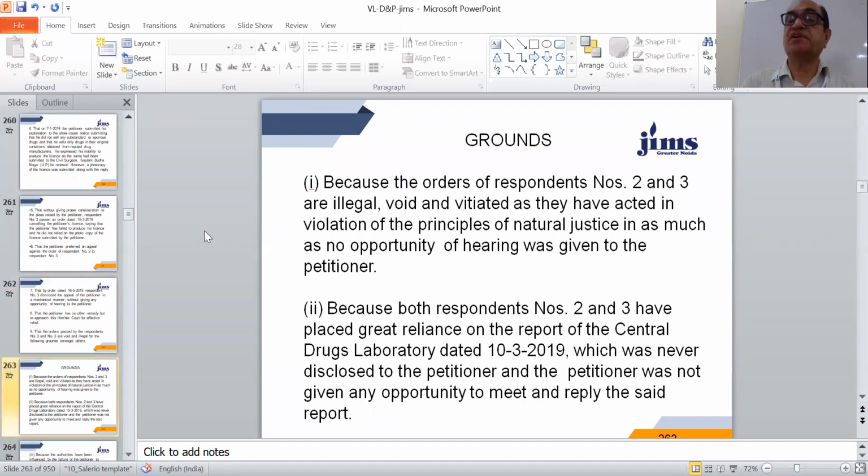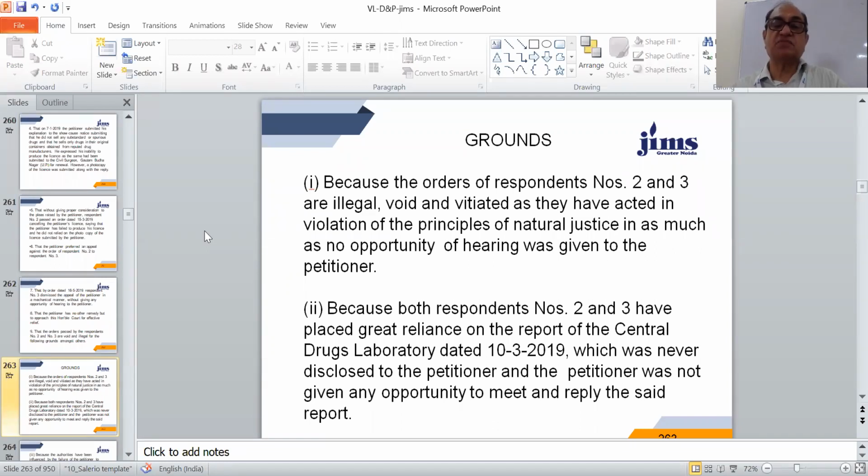Now the grounds of writ of certiorari. First ground is because the orders of respondent number 2 and 3 are illegal, void, and vitiated, as they have acted in violation of principles of natural justice, inasmuch as no opportunity of hearing was given to the petitioner. This is the main reason that the principle of natural justice was not followed, because no opportunity of hearing was given to the petitioner either by respondent number 2 or by respondent number 3.